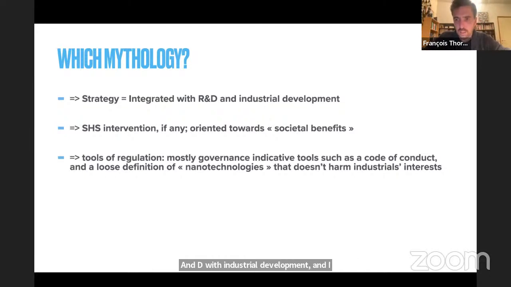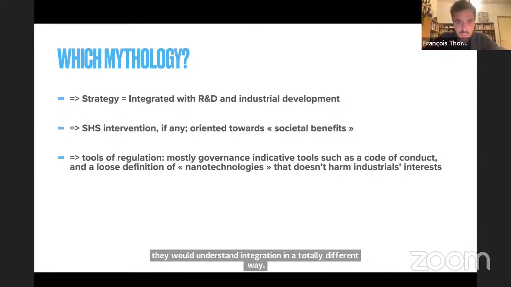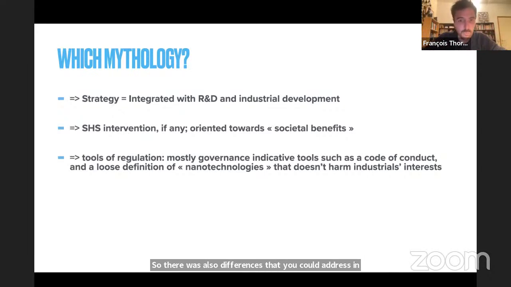And I think you somehow, being a PhD student dealing with nanotechnologies and being a STIR embedded scholar in laboratories dealing with scientists who want to develop such prototypes and proof of concept within such a framework, this is a dimension I really had to account for. That the integration, I might understand it as making changes in the laboratory, but they would understand integration in a totally different way. So there were also differences that you could address in terms of what integration means for whom. And in that respect, I could witness it over and over again.